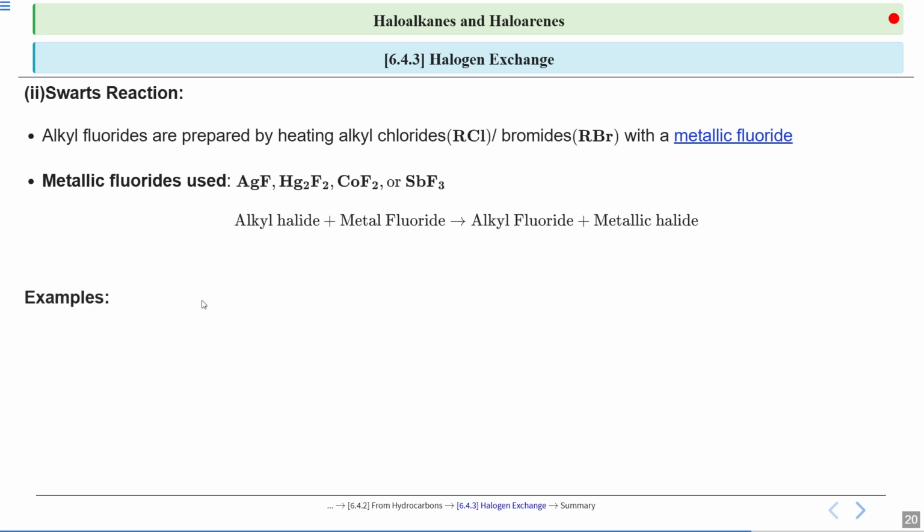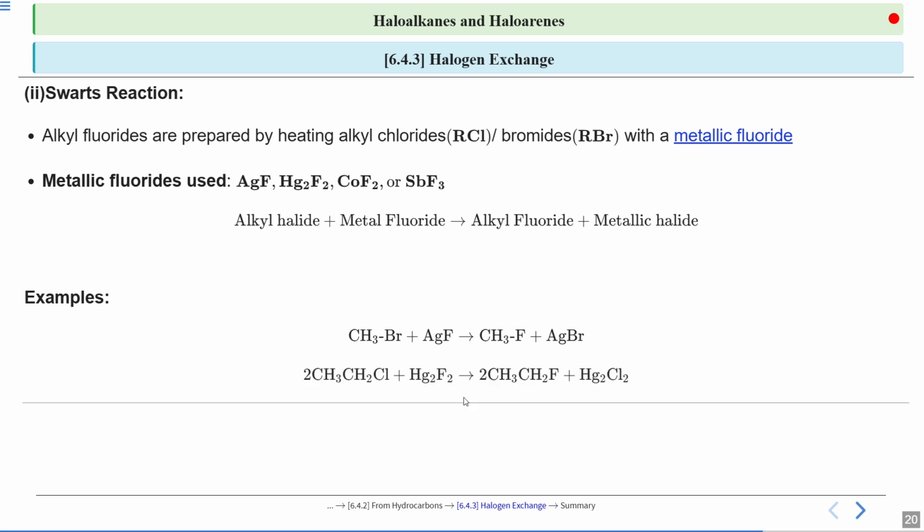The example of this reaction: CH3Br, an alkyl bromide, reacts with the metal fluoride AgF, giving you methyl fluoride, CH3F, plus AgBr, which is a metallic halide. Next example: 2CH3CH2Cl, which is ethyl chloride, reacts with the metal fluoride Hg2F2. You get ethyl fluoride, CH3CH2F, and the metallic halide Hg2Cl2 as your side product. So this is what the Swarts reaction is, from which we especially prepare alkyl fluorides.